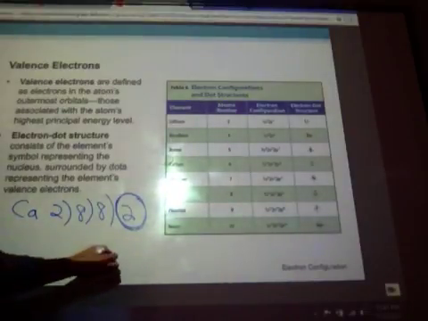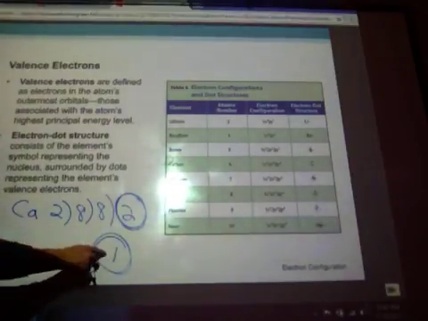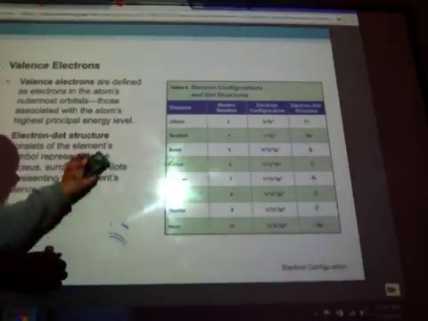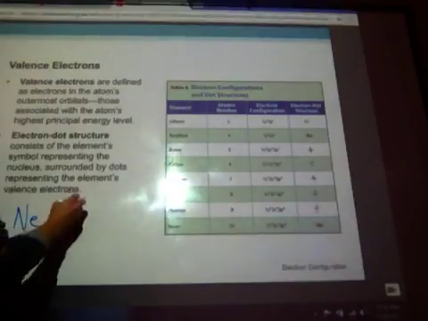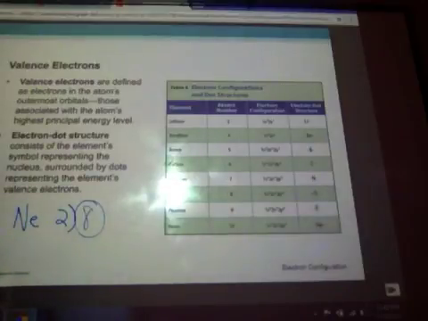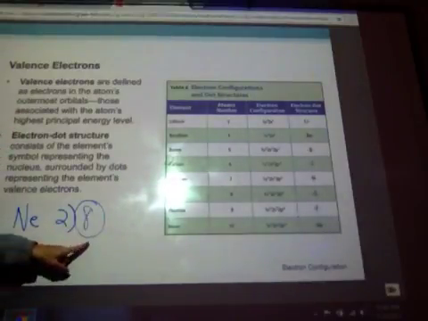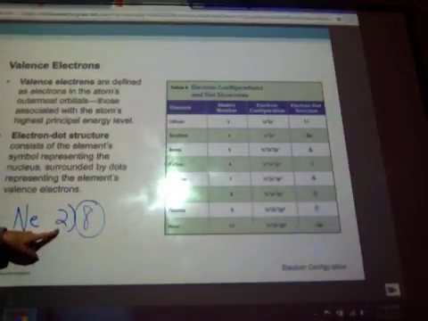If I look at sodium, it's going to have 1 on the outside. So it's going to have 1 electron. If I look at neon, what is neon? 2, 8. It has 8 valence electrons. So your valence electrons are your outermost electrons, and they're associated with the highest energy level. So here'd be my first energy level, here'd be my second energy level. These have more energy than these in here.